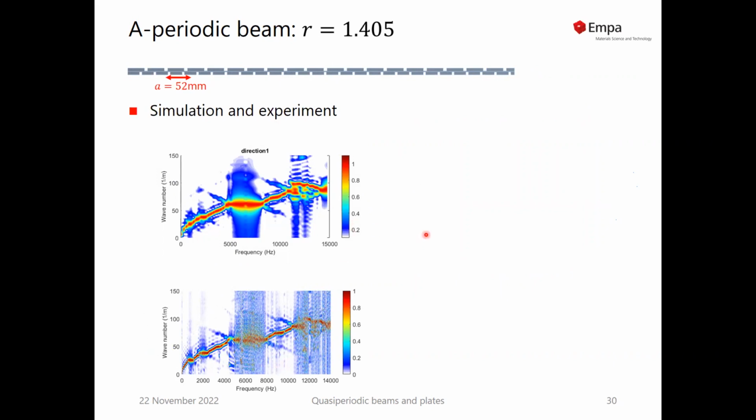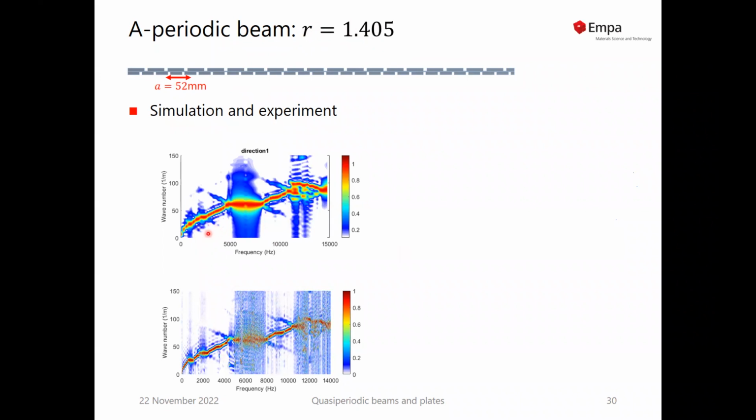So that was not too surprising. It's nice that we see we can pump energy to the other edge of the beam, but it's not entirely surprising. A bit more interesting, I think, happens in the aperiodic beam with a very incommensurate ratio of periodicities. So the short period here is 50 millimeters. If we calculate, so this is a simulation, this is the experimental work.